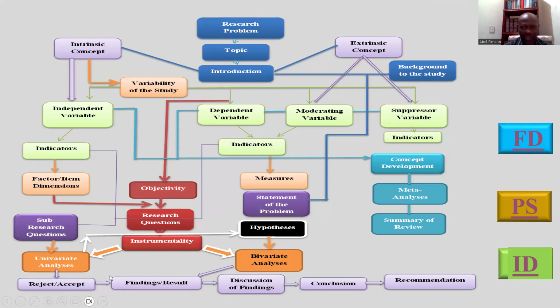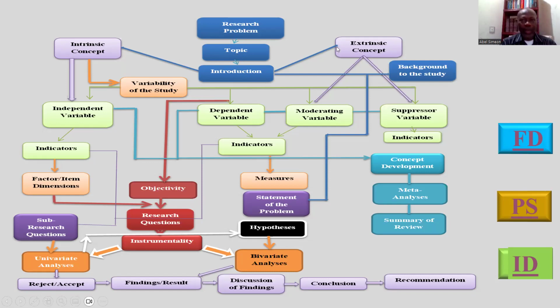This is a structure. This is a schematic research diagram for research work. This is how it looks. From the research problem, it goes to the topic, and to the research topic. From the research topic, it moves to the introduction.